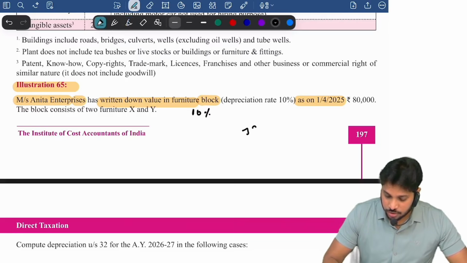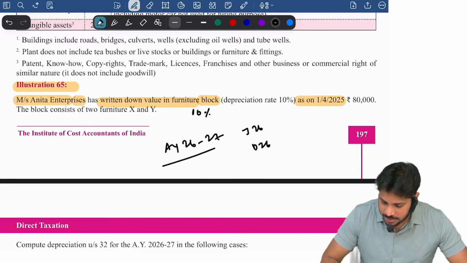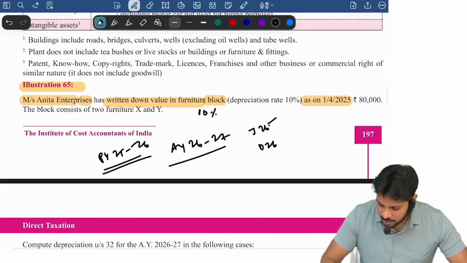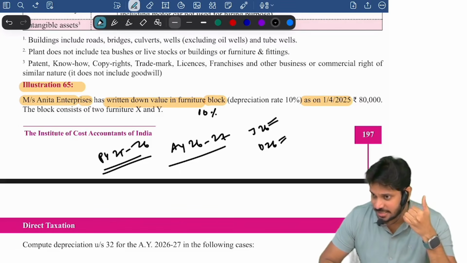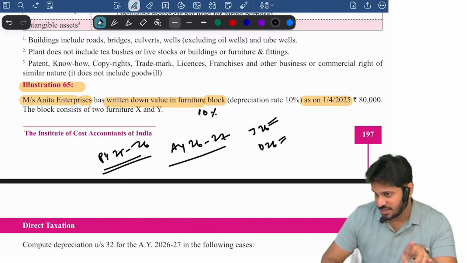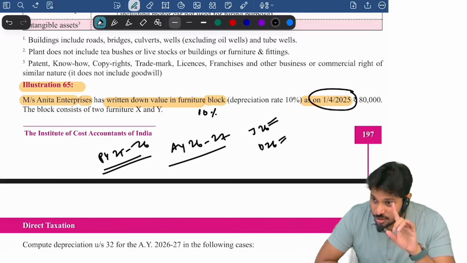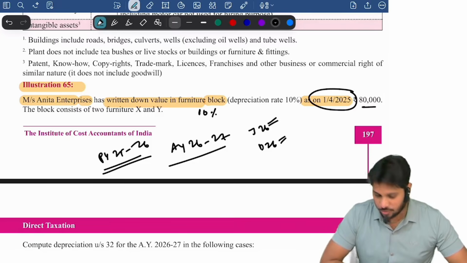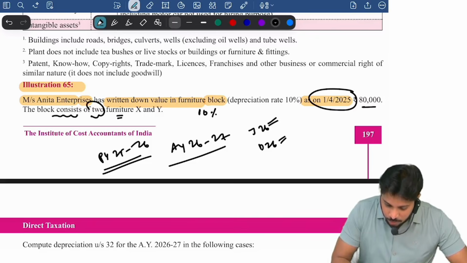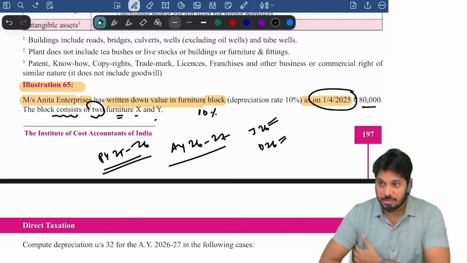Remember, for June 26 exam and December 26 exam, which assessment year is applicable? 26-27. Which previous year is applicable? 25-26. Simple. When you're writing this exam, March 31st, 2026 is completed, which means the financial year will be 25-26 and the assessment year will be 26-27. So here they have given information belonging to the 25-26 financial year. How much is the opening value? 80,000 rupees. Now the block consists of how many furniture items? The opening value covers furniture X and furniture Y, meaning 2 units.